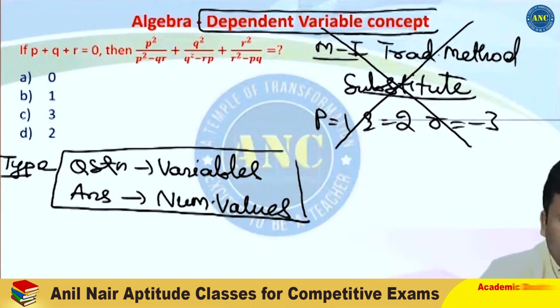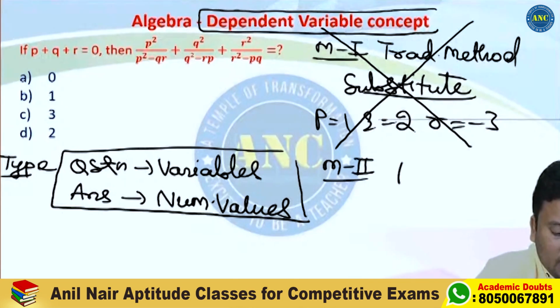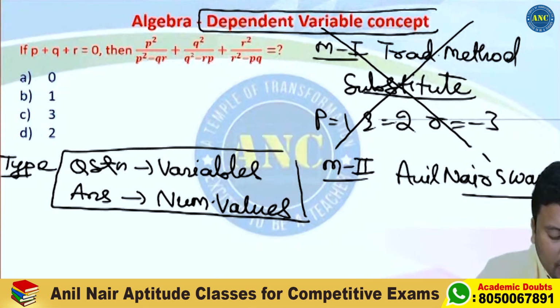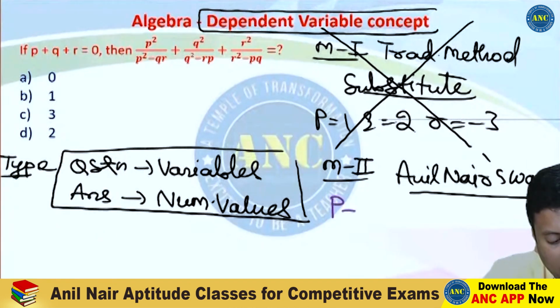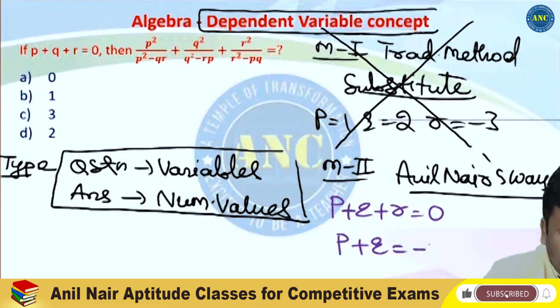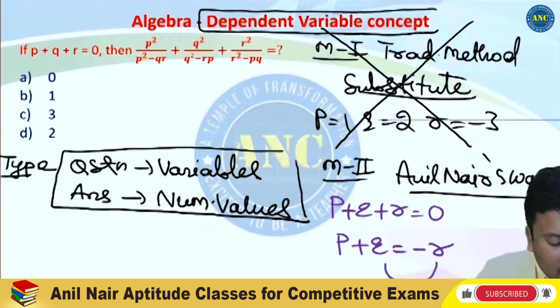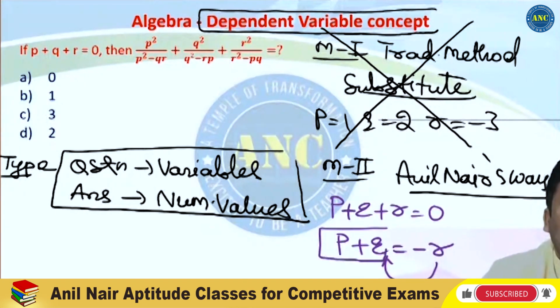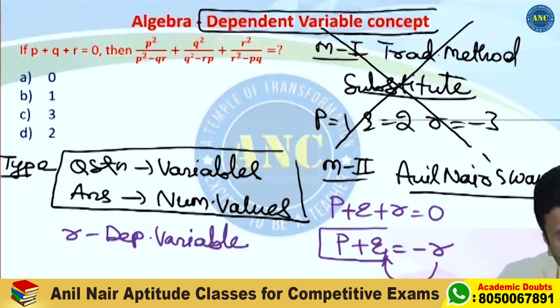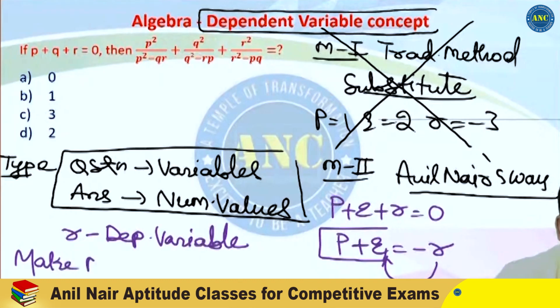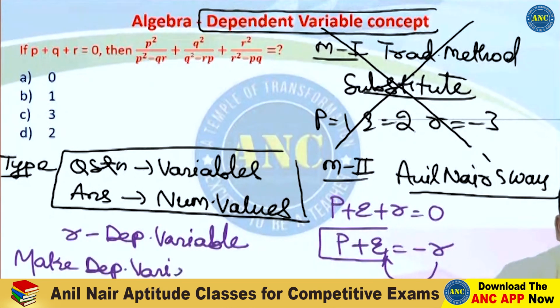Method 2, Anil Nair's way of solving this question. How my students will solve it: P plus Q plus R is equal to 0, so P plus Q is nothing but minus R. The value of R is dependent on P and Q. R is a dependent variable. Make the dependent variable 0.